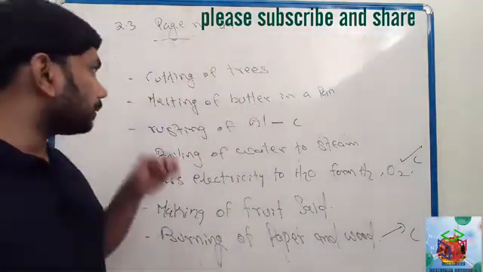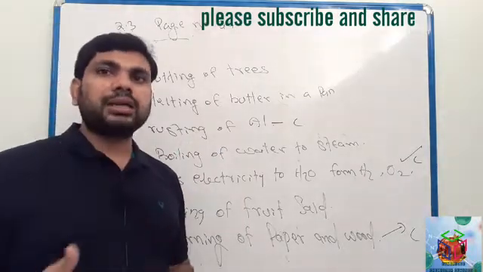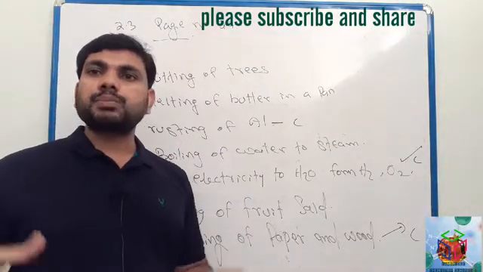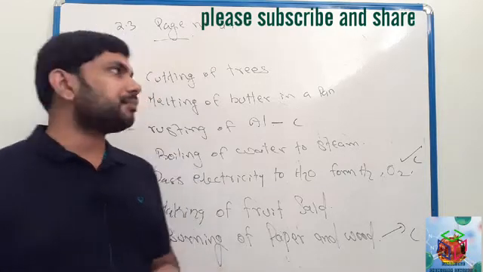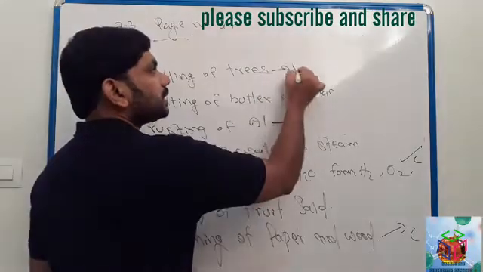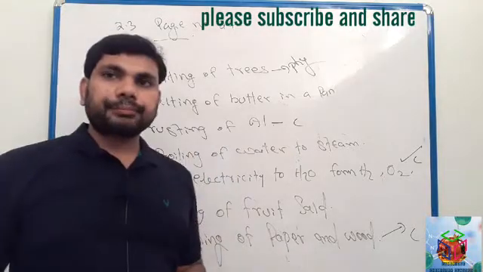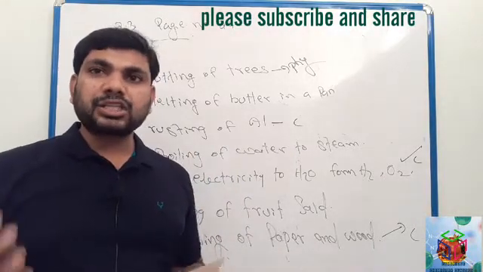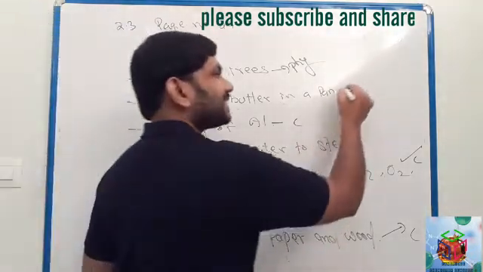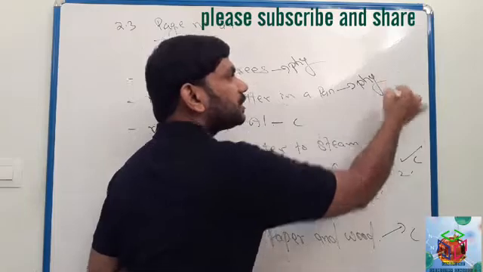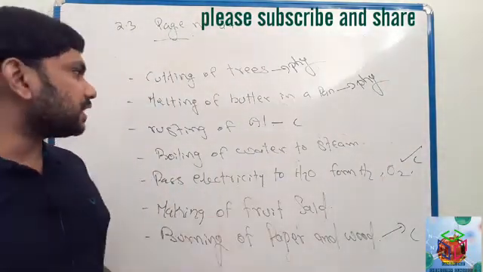So here, look here. First one, cutting of a tree. We have to cut a tree. Cutting of a tree cuts it into small pieces. So this is a physical change. There is no new substance formed. So it is a physical change. Melting of what? Butter. Butter melts. Okay, so here also a new substance is not formed, it is a physical change only. Melting of ice, melting of butter, these are physical changes.